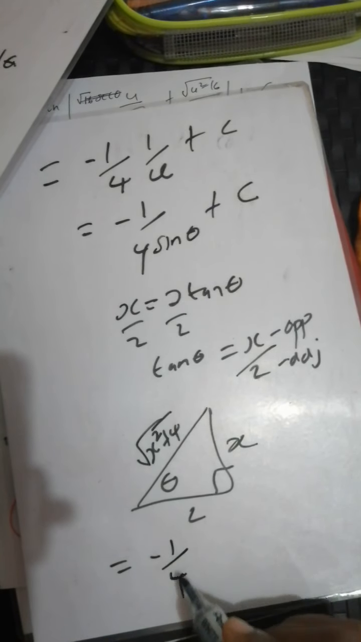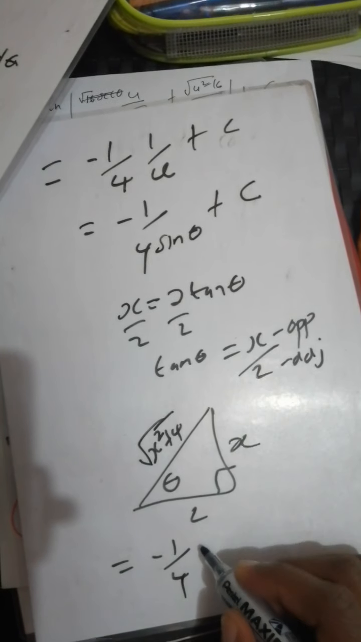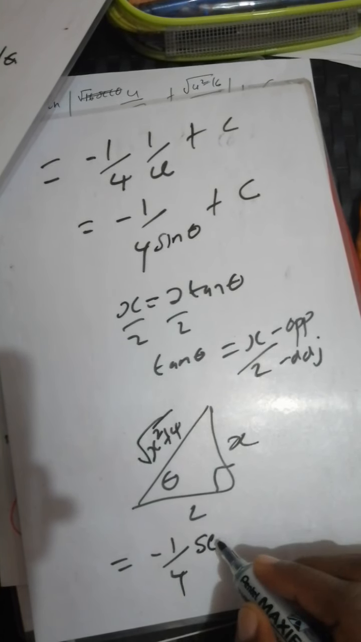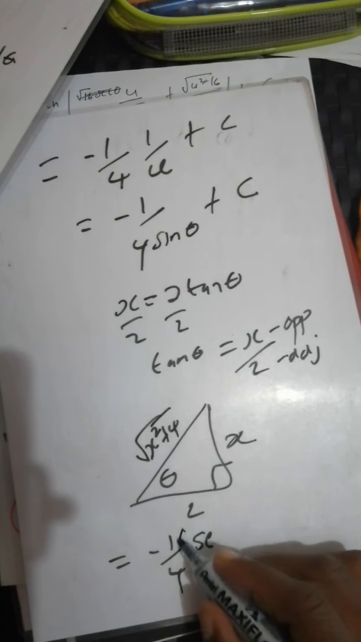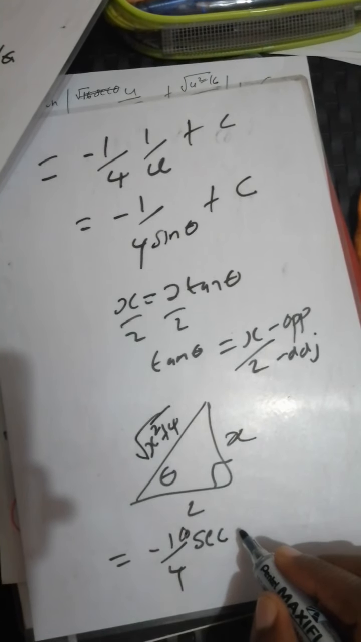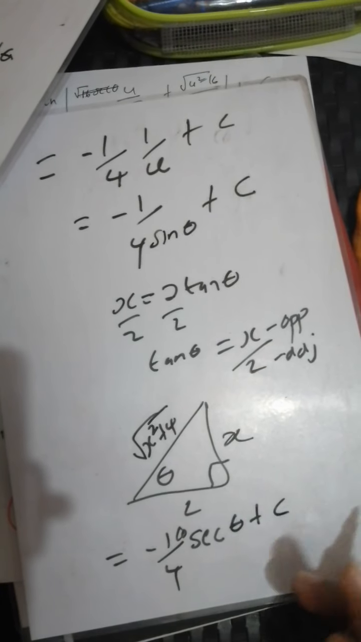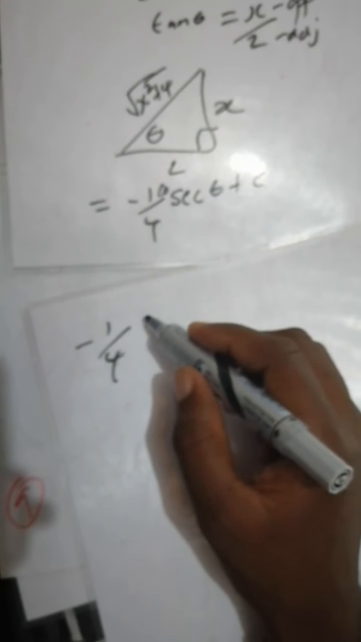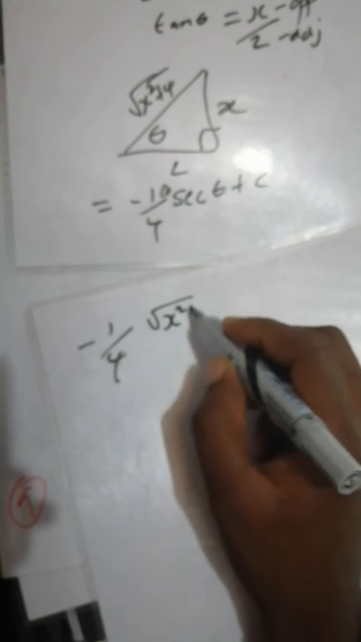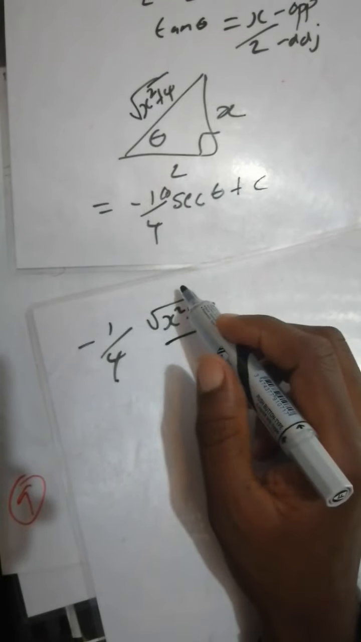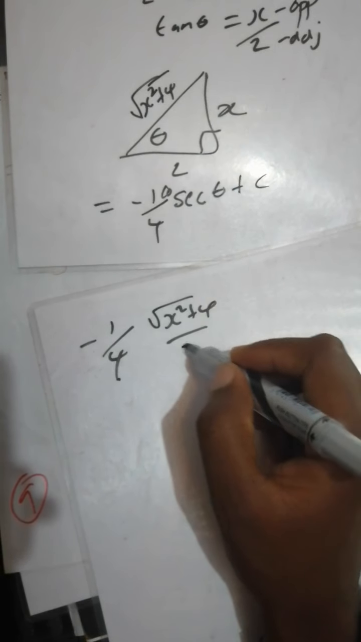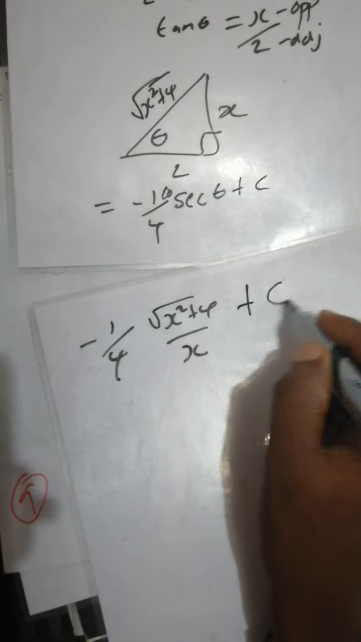Negative 1 over 4. What is 1 over sine theta? That's cosec theta, plus c. And we know that negative 1 over 4, what is cosec? Cosec is the same as hypotenuse over opposite, which is the square root of x squared plus 4 over x, plus c.